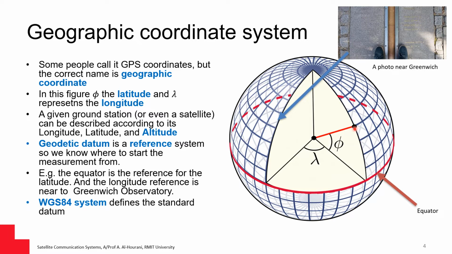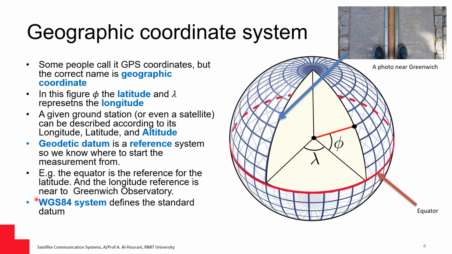So suppose you are at this point. Your latitude will describe the angular spacing between the equator of Earth and your point. Your longitude will describe the spherical angle between a certain reference line, which is called a datum, or the prime meridian, towards your location. Now, that datum or prime meridian is near Greenwich in the UK, and as you can see here, there is a photo of someone standing at exactly a longitude of 0.